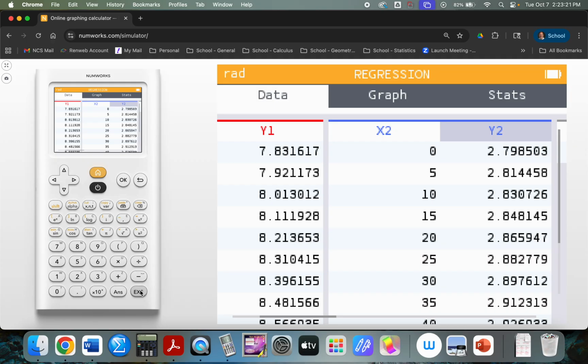So remember that it's automatically going to make a list of all the residuals. You just have to put that in L whatever. So what you can do is go to stat, edit, and put the residuals wherever you want that list to be.